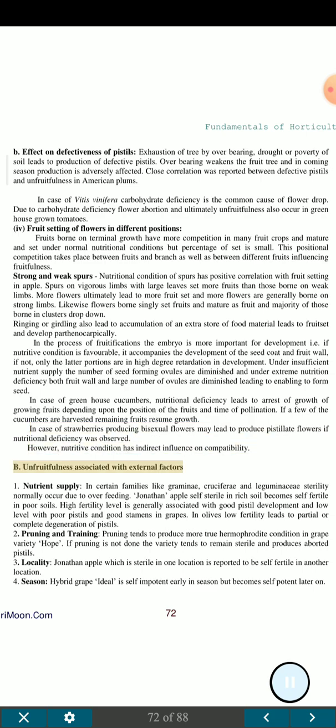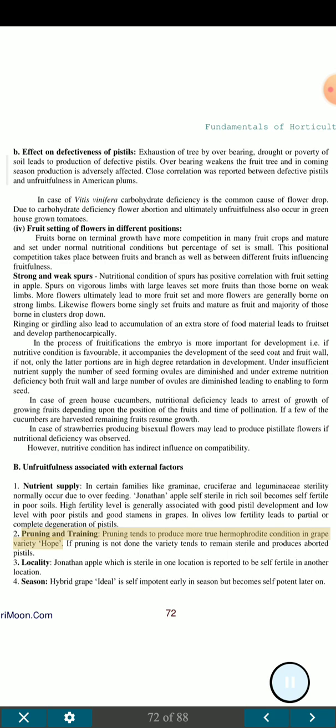B. Unfruitfulness associated with external factors. 1. Nutrient supply. In certain families like Gramineae, Cruciferae and Leguminosae, sterility normally occurs due to overfeeding. Jonathan apple, self-sterile in rich soil, becomes self-fertile in poor soils. High fertility level is generally associated with good pistil development and low level with poor pistils and good stamens in grapes. In olives, low fertility leads to partial or complete degeneration of pistils.